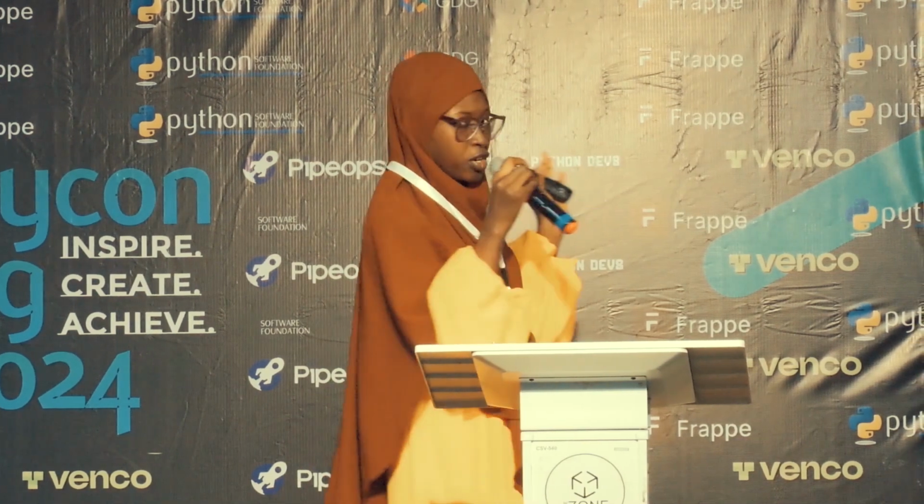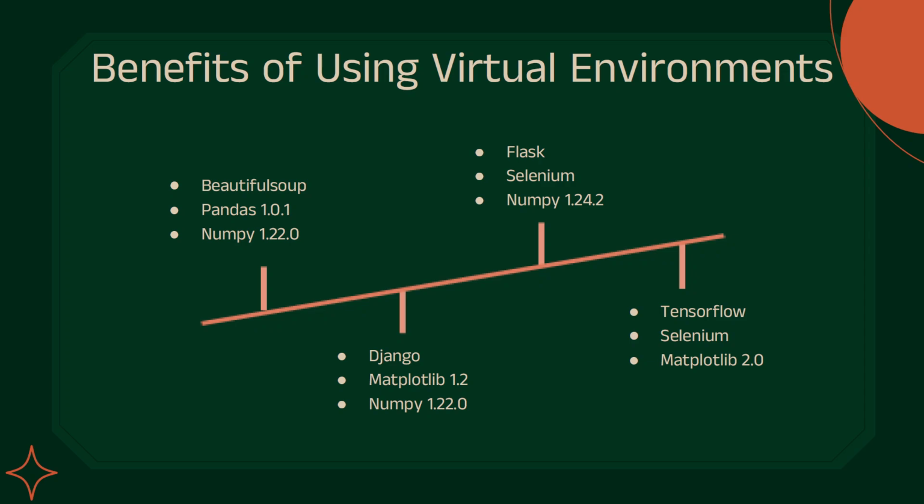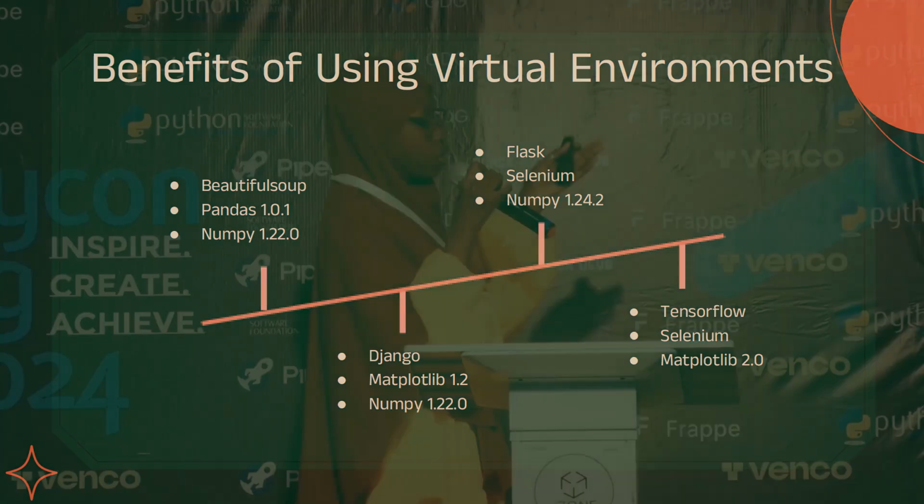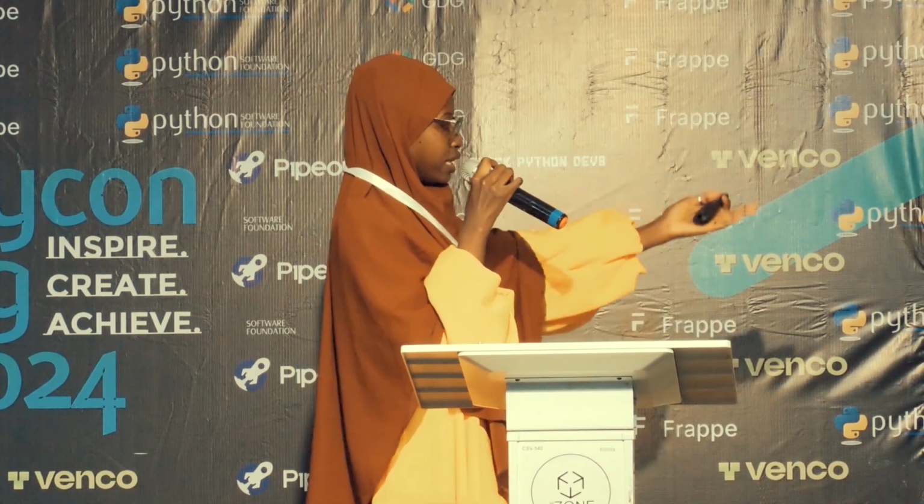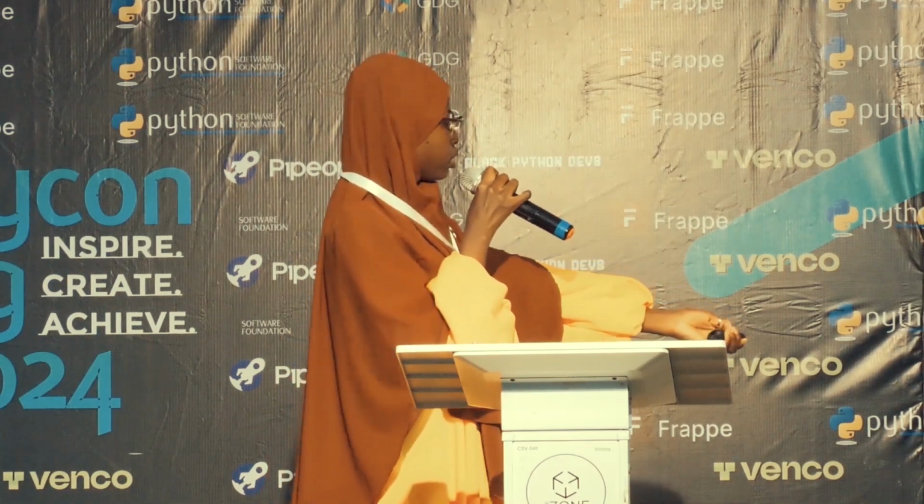Okay, so this is an example of how you can use virtual environments. Say on your PC, you could have an environment where you have Beautiful Soup installed with this version of pandas and this version of NumPy, and then on that same PC, you could have another folder with TensorFlow, Selenium, Matplotlib 2.0 installed, so that you can work on a particular project that involves these dependencies and they don't clash with each other due to versioning issues and stuff like that, of different versions, I mean.